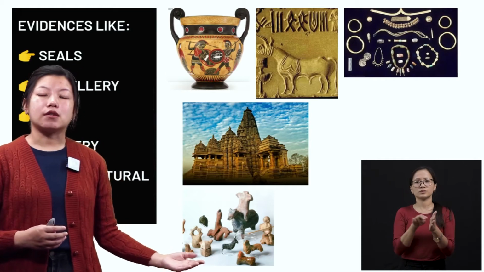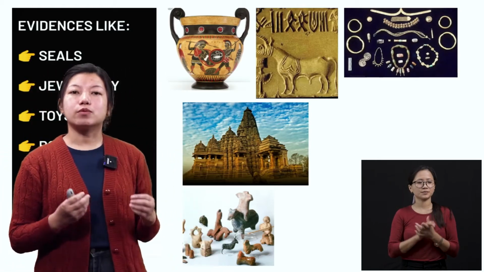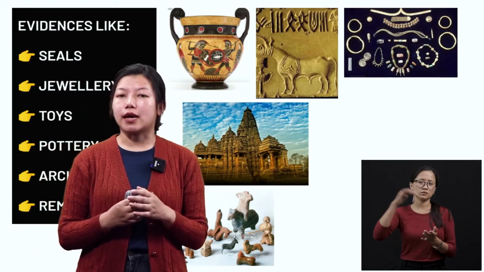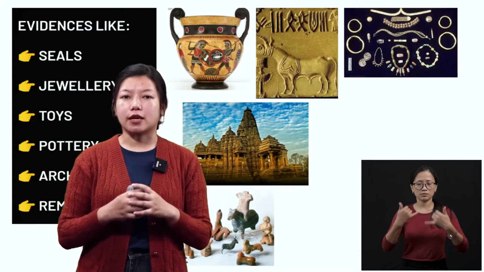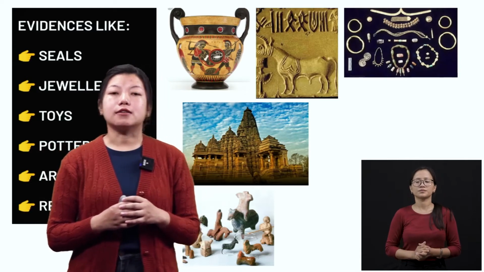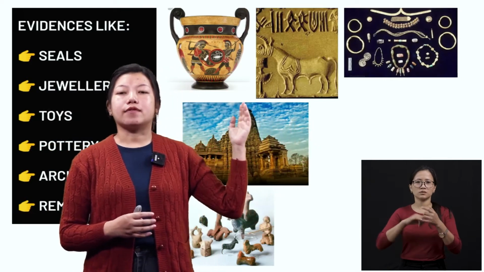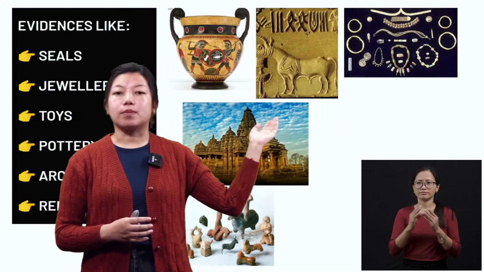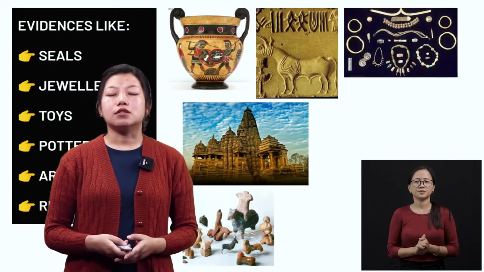Then what you see here are the mud toys. Okay, so with these toys we also come to know that they were a large society and the children used to play together, right? So these are the evidences. Okay, so we have seals, we have jewelries, we have the pots, different architectures, and the toys.